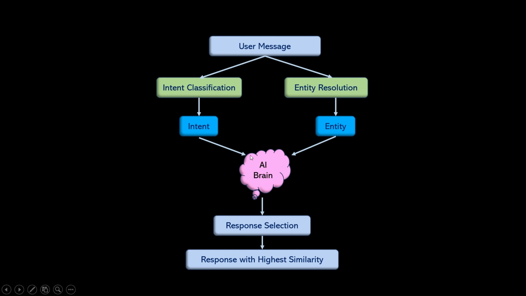Once the intent and entities are identified, the chatbot's AI brain, which is the core algorithm of the chatbot, processes this information and selects the response with the highest similarity score to the input. This response is then passed back to the user by the chatbot. These are the common operations while building any type of chatbot.